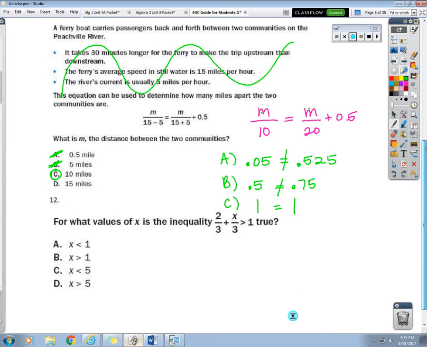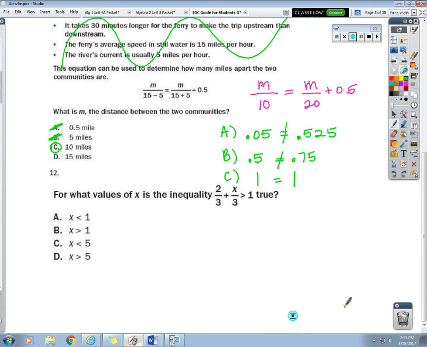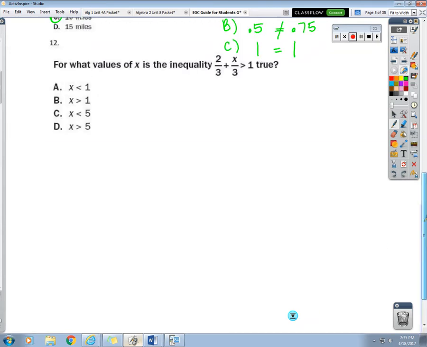Number 12. For what values of x is the inequality 2 over 3 plus x over 3 greater than 1? What are they wanting you to do with those fractions? What sign is between them? Okay, so add them. To add fractions, you have to have a common denominator, and they do. So the common denominator is 3. You don't have to do anything. When you add the numerators, what do you get? 2 plus x is 3.